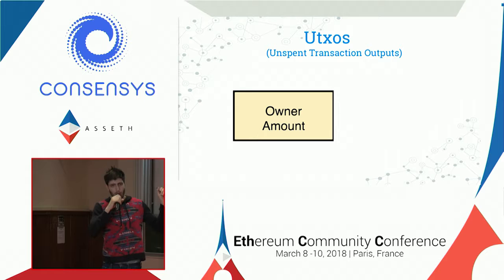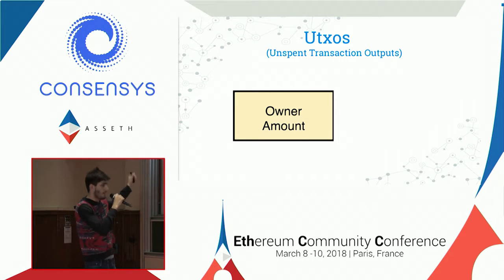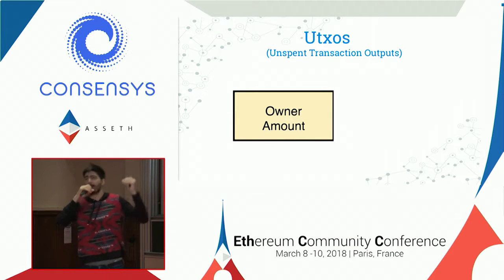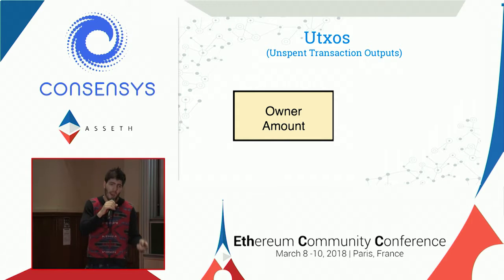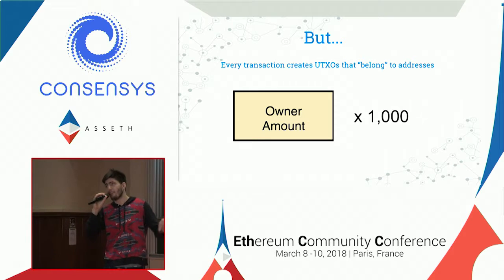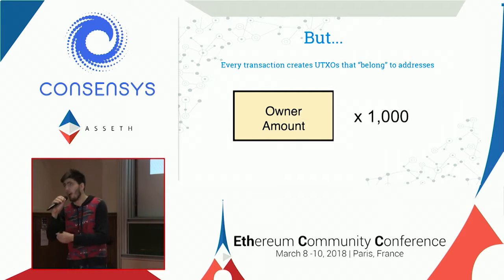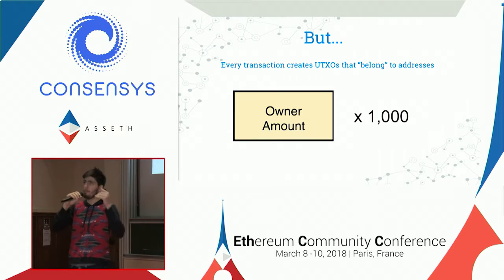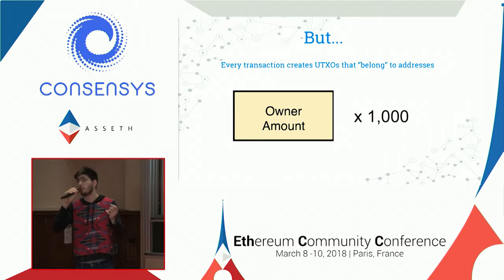Well, we have first UTXOs, unspent transaction outputs. And basically, they need to specify an owner and an amount. So who has the money and how much money do they have? But we kind of get an issue. When we're using UTXOs to track who owns what, one person can have multiple UTXOs. They could even have 1,000 UTXOs.